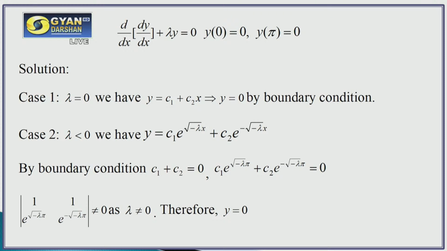So this is your solution for lambda less than 0. When lambda is less than 0, you will get y equal to C1 e to the power root over minus lambda x plus C2 e to the power minus root over minus lambda x. So this is your solution. Now if you use the boundary condition, you will get C1 plus C2 equal to 0.